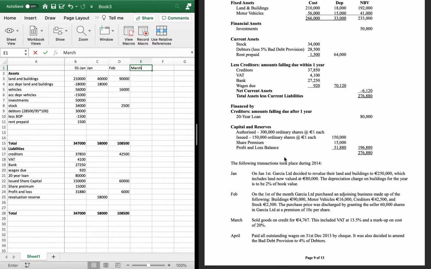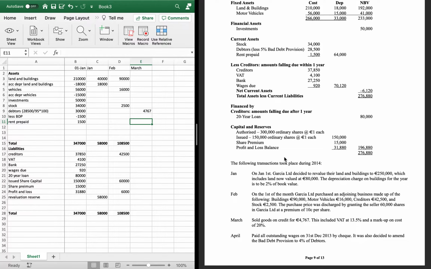Merch then. Sold goods on credit for 4,767. This includes VAT at 13.5% and a markup of costs and 20%. So there's a little bit of working involved here. What we need to know is that when we sell goods on credit, we sell goods to debtors, and they always owe us the full amount of money back. So they owe us this 4,767 back. So the debtors is going up by that. But the stock isn't worth 4,767. The stock is worth what you bought it for, and the VAT is separate. And then the markup is the profit. So we're going to have to work backwards.